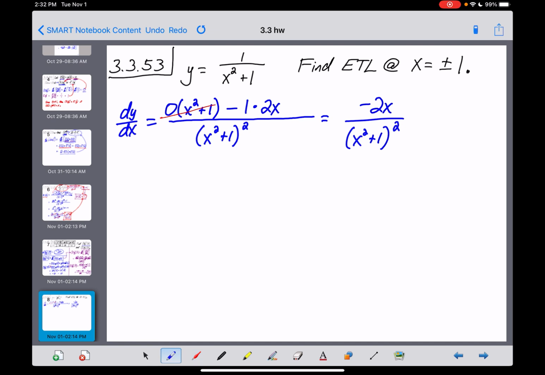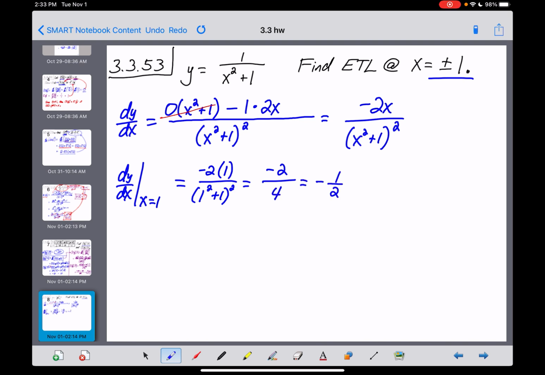So now, let's use a little notation that I don't think you like, but the more we use it, the more comfortable we'll get with it. We're going to take our derivative, dy/dx, and evaluate it both at 1 and at negative 1. I'll start off with x equals 1. That's a negative 2 times 1 all over 1 squared plus 1 quantity squared down on the bottom. A negative 2 in the numerator, and then 1 squared is 1, plus 1 is 2, 2 squared is 4. So we end up with negative 1/2 for the slope of our tangent line, evaluated at x equals 1.